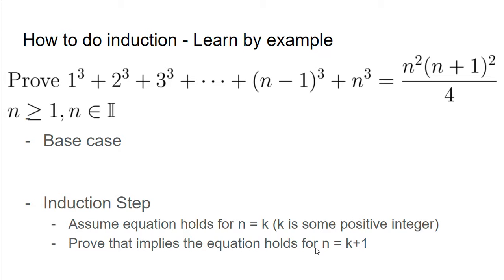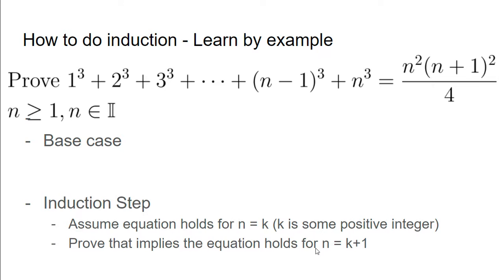In the induction step, you assume the equation holds for n is equal to k, where k is some positive integer. K could be 1 to 5,000, it doesn't matter, just a positive integer, and you want to prove that that implies the equation holds for n is equal to k plus 1. In other words, you want to prove if the equation holds for n is equal to k, then the equation holds for n is equal to k plus 1.